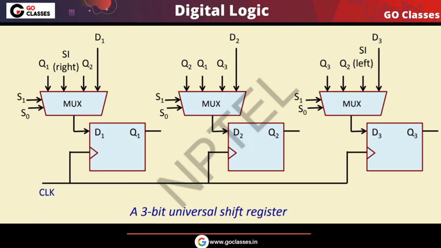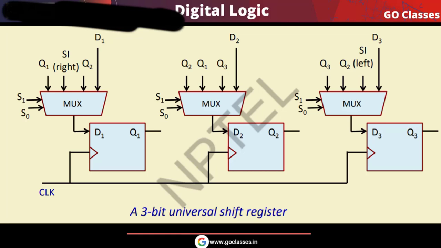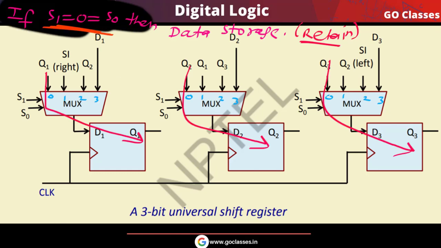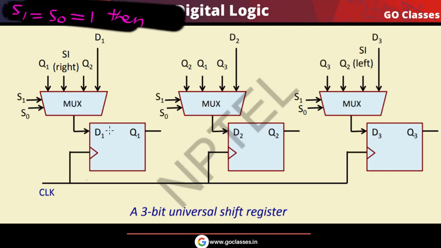Similarly, you can notice what will happen when both are 1. What should happen? You can notice from this table that parallel load should happen. So in this situation, I can say parallel loading, PIPO.